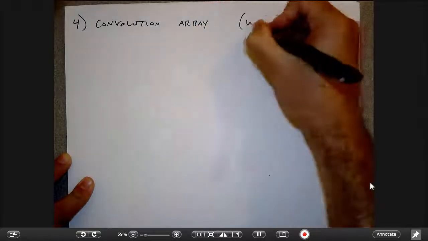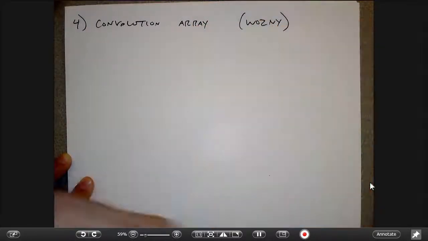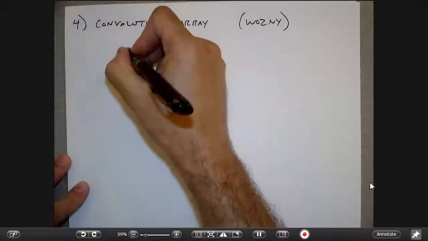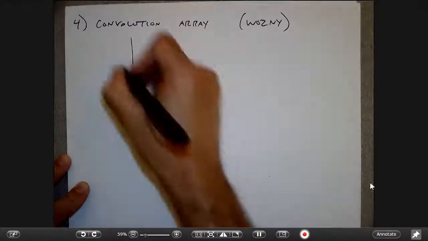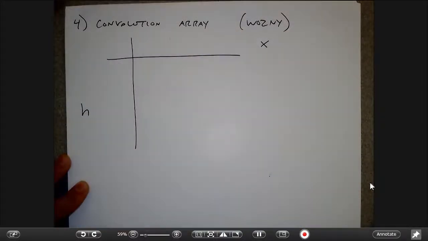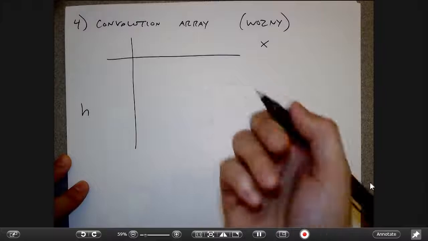I call this the WASI method because that's where I learned it from. So the convolution array method is super easy, right? What you do is you take the elements of x and the elements of h, and you make a table, right? And so let's take the example that we had before.